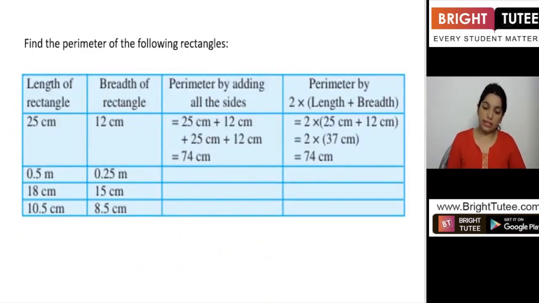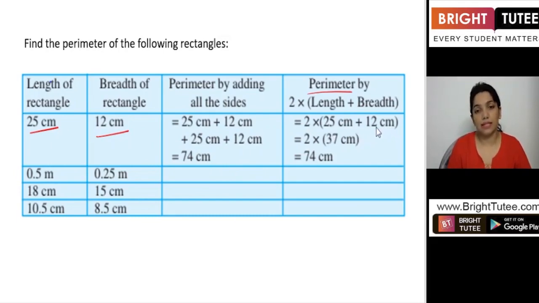Now moving ahead, it says find the perimeter of the following rectangle. So we are going to use the formula, or if you want, you can directly do it by adding all the sides. Here we are going to compare, that is we are going to find the perimeter by adding all the sides and then by using the formula. Okay, so let us quickly get the answers here. In the first one we are given it already, so we are not going to see that particular one. In this second one, it's just 25 centimeter length and 12 centimeter as breadth. So you can add 25 plus 12 plus 25 plus 12. So the answer is 74. And the same answer is obtained when we use the formula 2 times 25 plus 12.